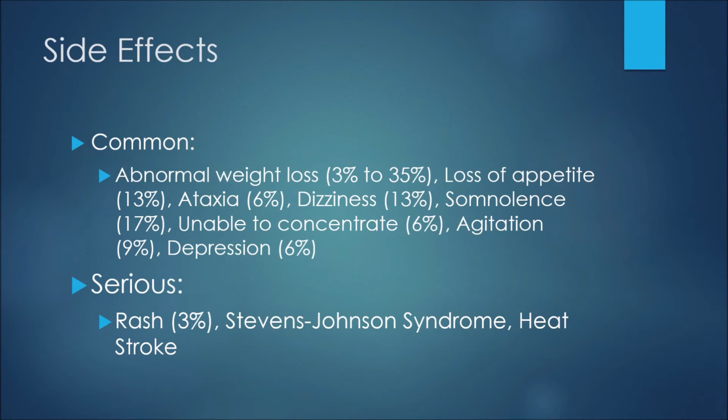3 to 35% of patients may experience abnormal weight loss, and a loss of appetite seems to happen 13% of the time. 6% of patients may experience ataxia, and 13% may experience dizziness. Somnolence may happen 17% of the time, and up to 6% of patients may experience a lack of concentration, or the inability to concentrate. Agitation may happen 9% of the time, and depression may happen 6% of the time.